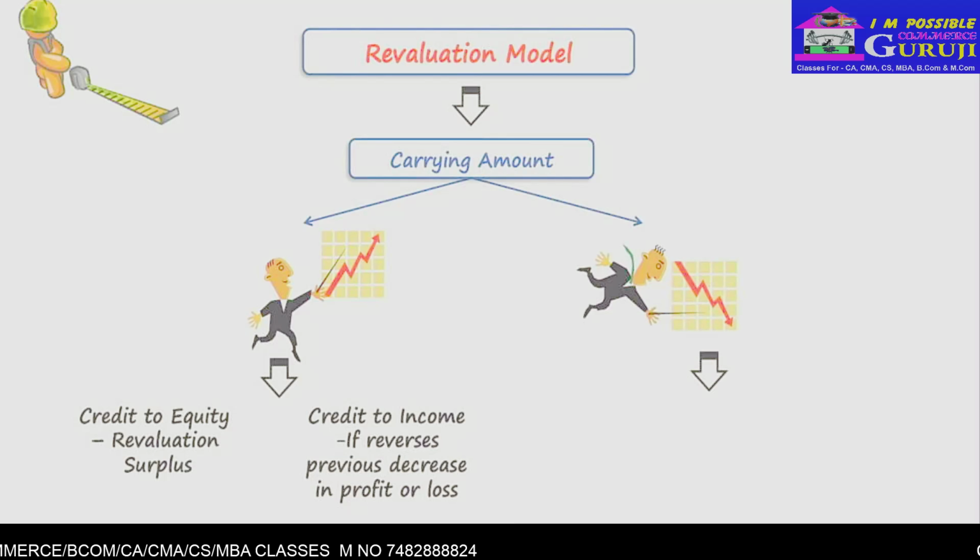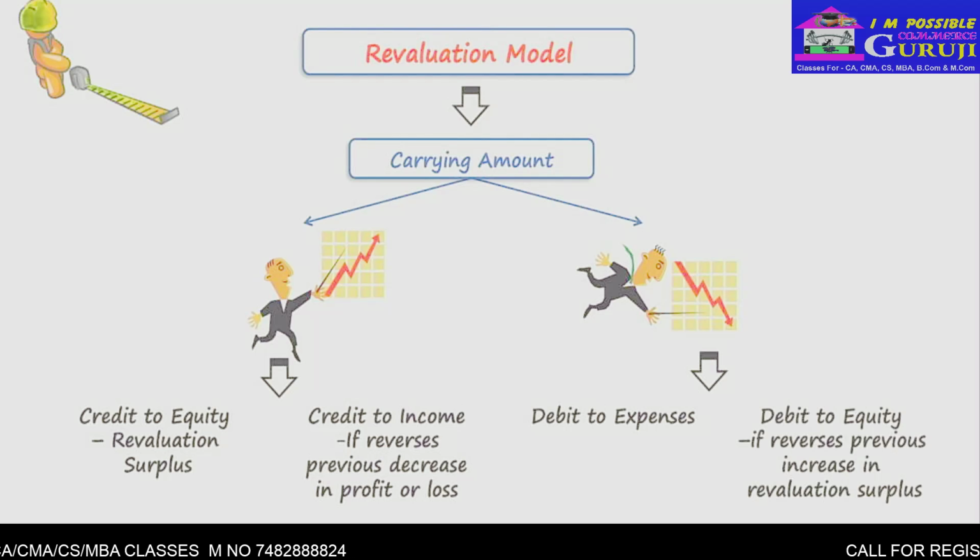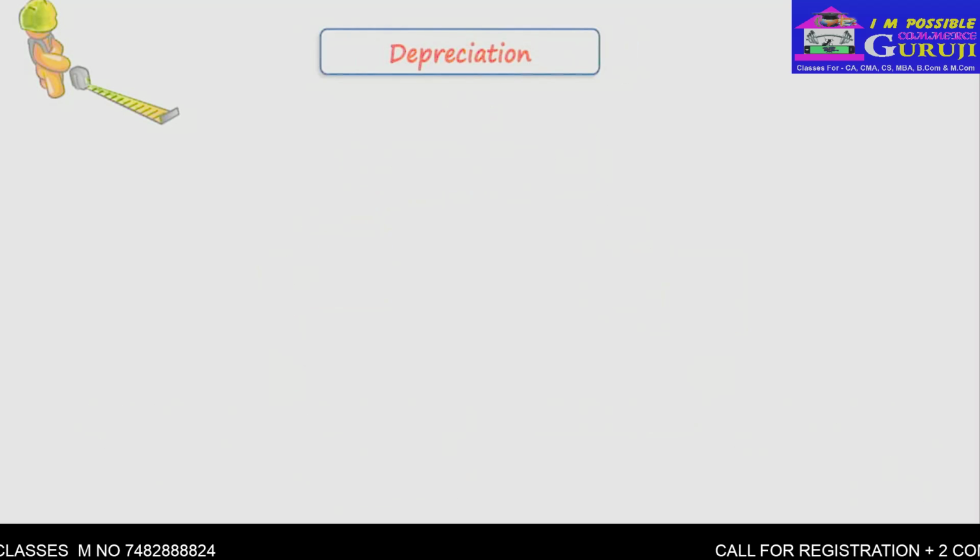Decrease in carrying amount shall be debited to expenses in profit or loss, but analogically, if the asset was previously revalued to revaluation surplus, then the decrease in carrying amount shall be debited to equity to the extent of reversing such revaluation surplus. Now let's talk a little bit about depreciation because its principles enter into both models.